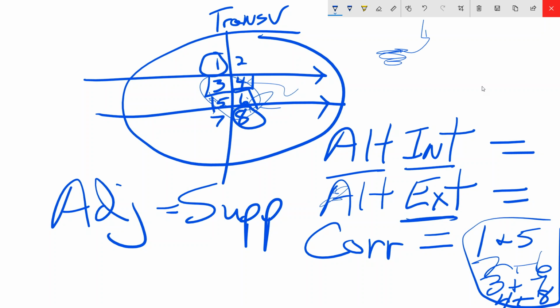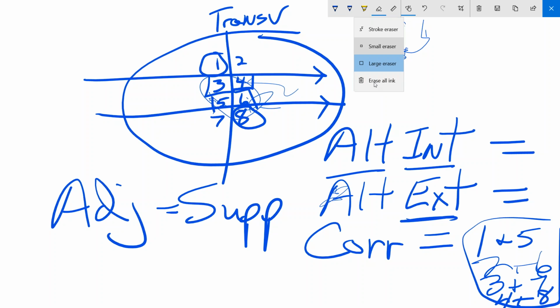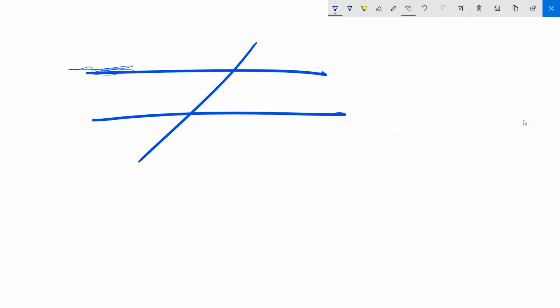In other words, if you're dealing with the more traditional situation where they make the transversal at an angle, well, now it's really easy. You don't have to remember any of those things I just taught you. You don't have to remember alternate interior. You don't have to remember alternate exterior. You just need to look and see if it's acute or obtuse.